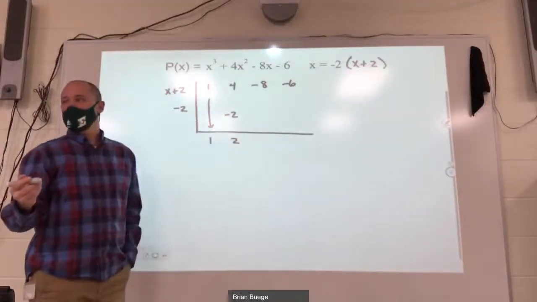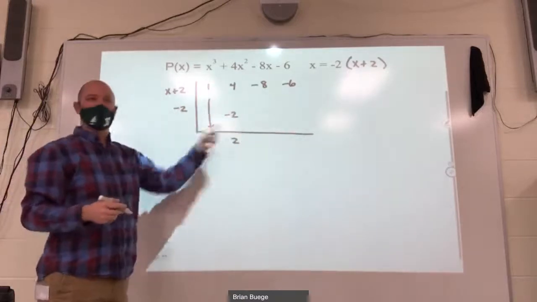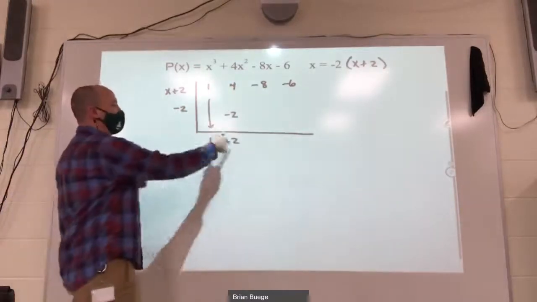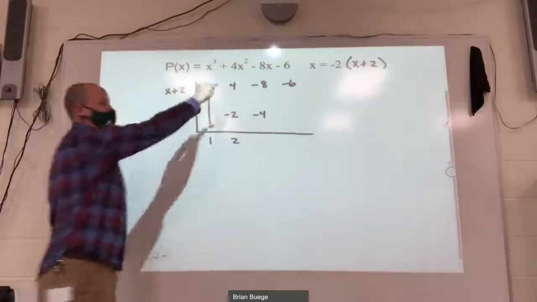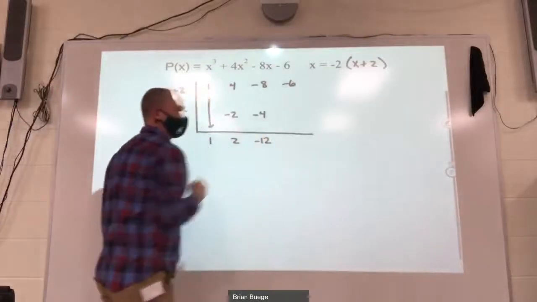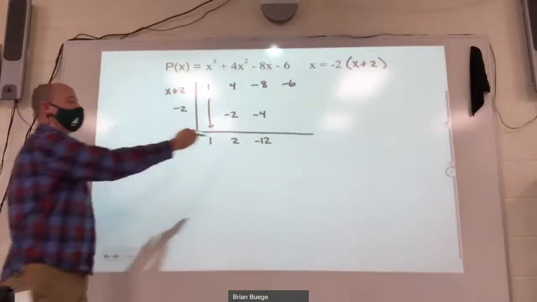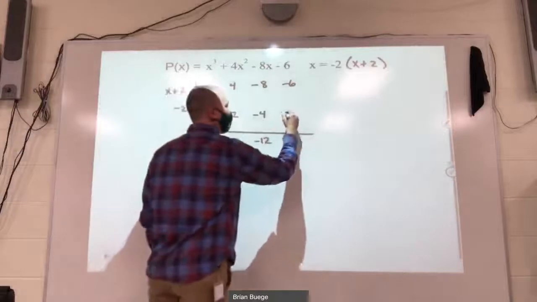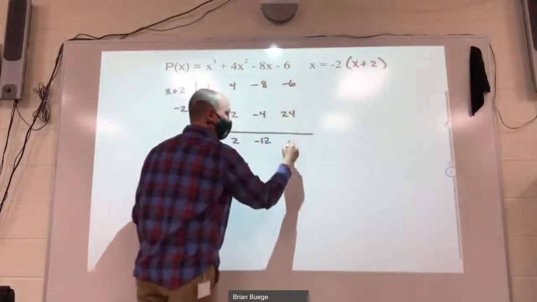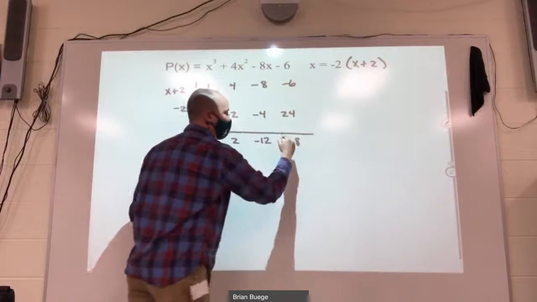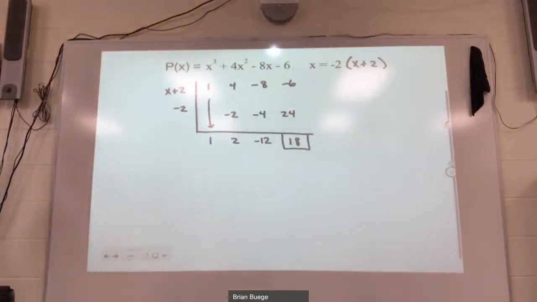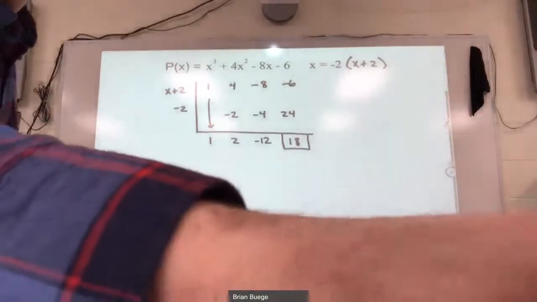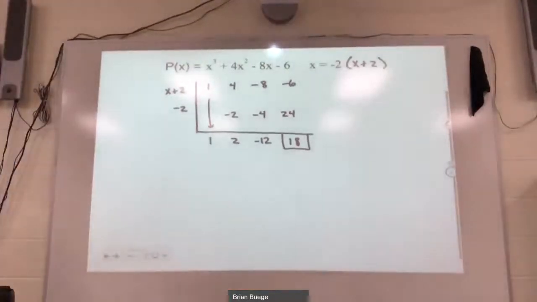And now it's the same process. Multiply, add. Multiply, add, multiply, add. 2 times -2 gives you -4. Add those together, I get -12. Multiply, I get a +24. Add, I get 18. And that's the last number. The reason I put that number in the box is that's my remainder. If you were going to actually do long division, that is the remainder right there.